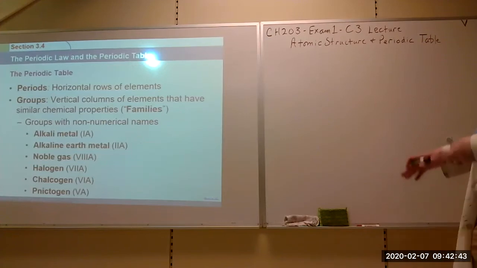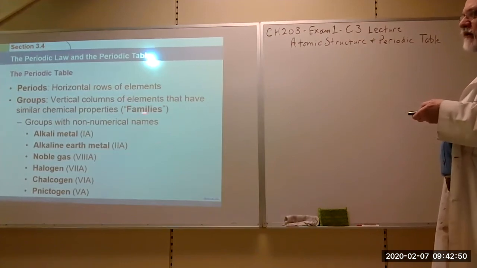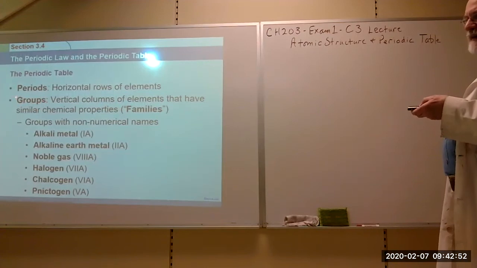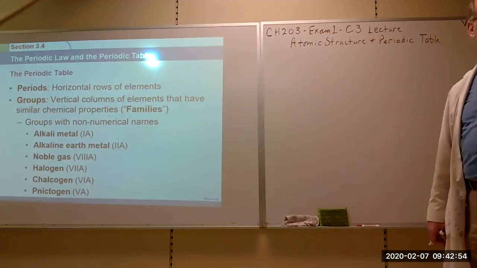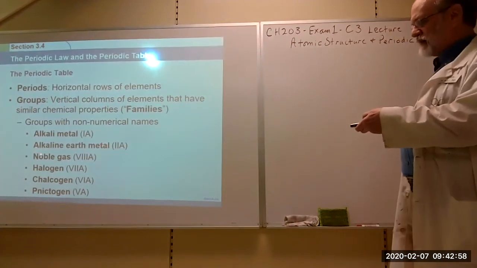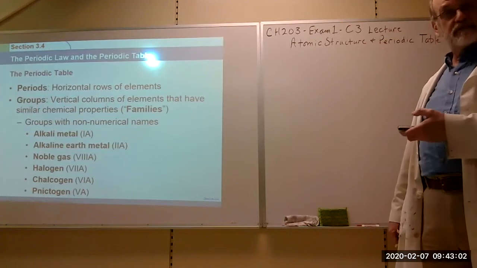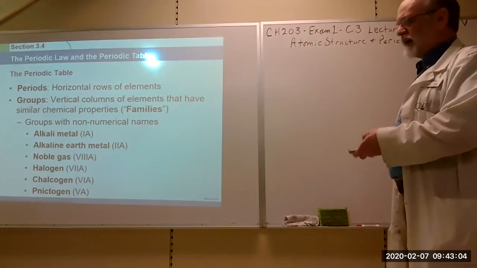Okay, so we have our periodic table organized in horizontal rows, periods, and vertical columns, groups. We used to call them families. I think the preferred term now is groups. And I gave you these as identifiers, because certain of the groups have names.